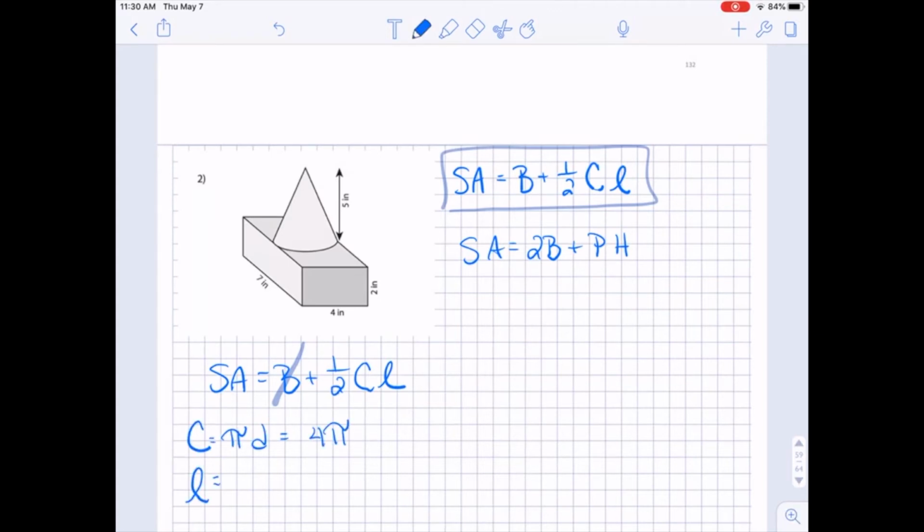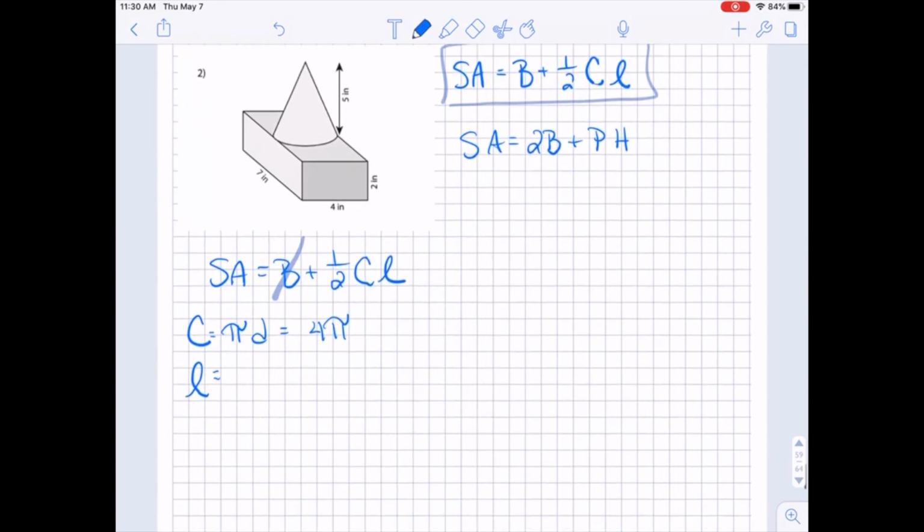So the circumference of my circle is 4 pi. What I've been given is the height of my cone, not the slant height of my cone. I'm going to need to use the Pythagorean theorem in order to find the slant height of my cone.